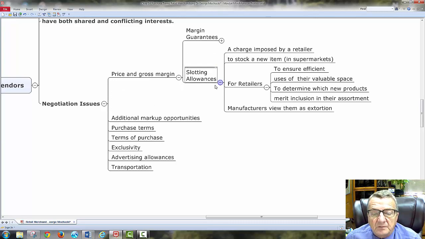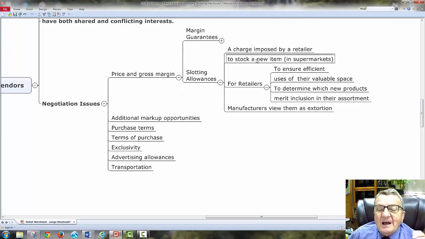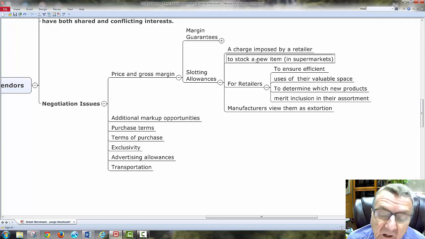And the other one is slotting. When I'm looking at slotting allowance, it's a charge imposed by the retailer to stock a new item in supermarkets. You want to take this spot. Remember, I'm already making money. People are used to this spot. Move this out. So now I'm going to set another vendor. We're going to push you off to the side and put you in there. Nothing wrong with that. I'm looking at every square foot as a dollar sign.